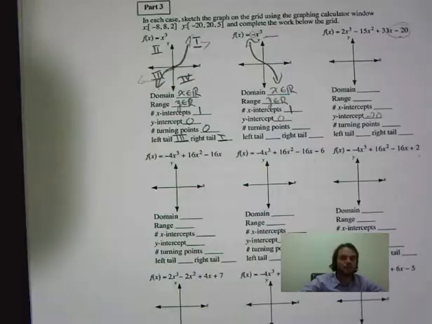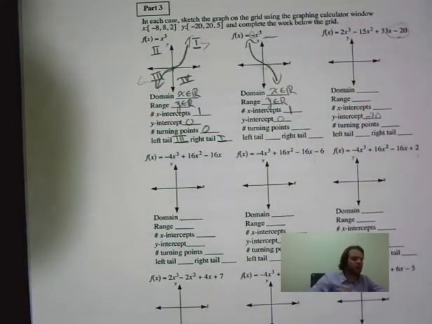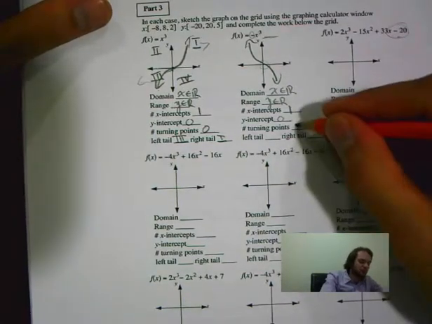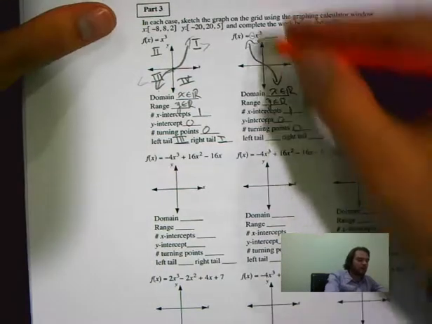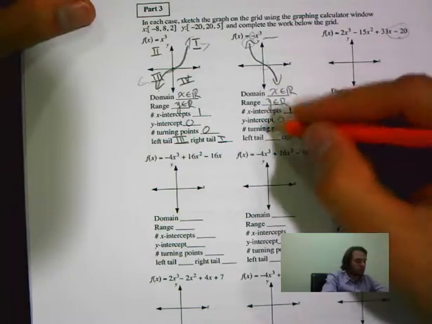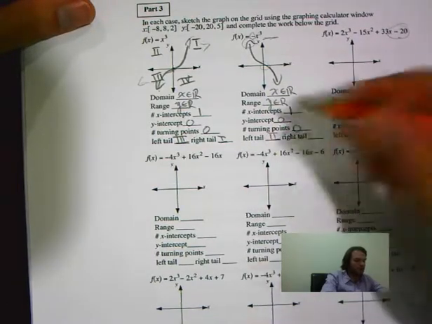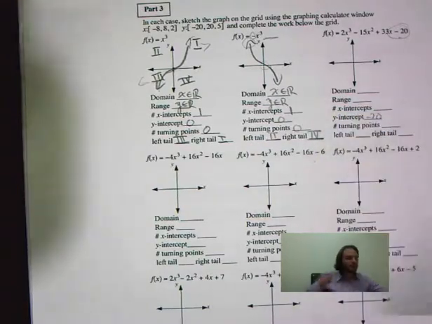Next is my number of turning points. Once again, how many turning points does this one have? This one has 0 turning points. Okay? And the left tail is, well, way over here. My left tail is going to be in quadrant 2, and my right tail is in quadrant 4. So I take a look at that.